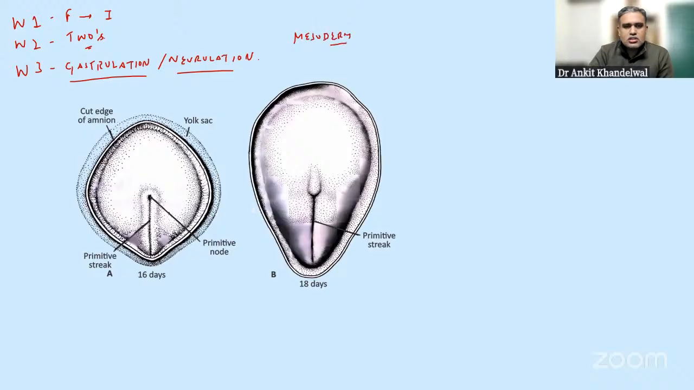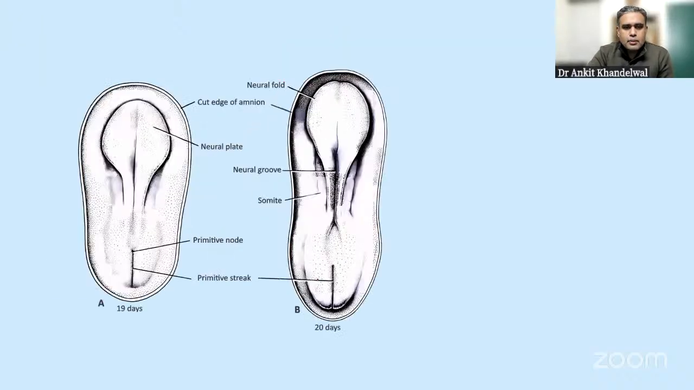This image, if you remember, was the 16th day. You can see the primitive streak here, helping in which process? It helps in gastrulation, because this is week 3, right? And on day 18, the gastrulation process is continuing forward. Here you're seeing day 19. Now the neurulation has also started to begin. You can see this neural plate, also known as neuroectoderm.